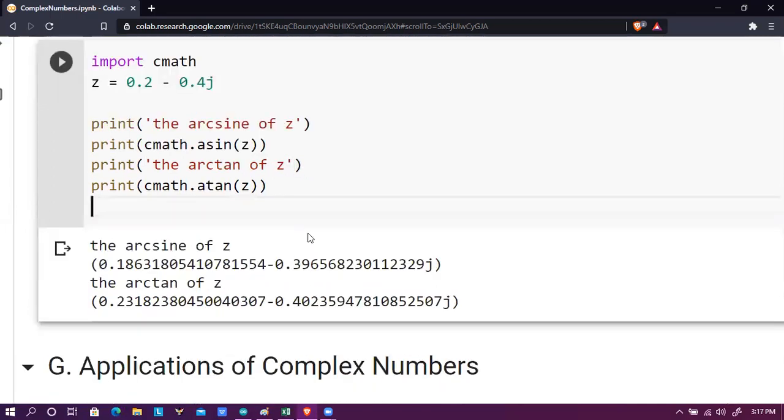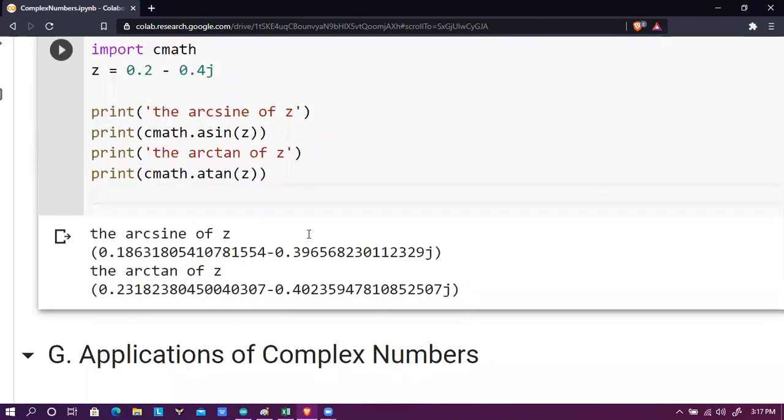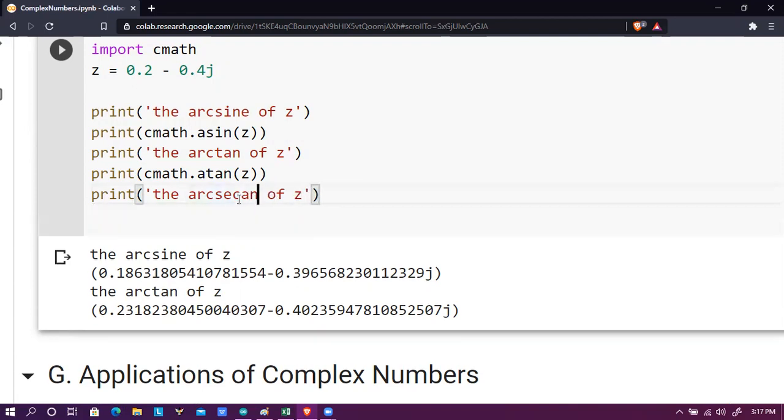Now let's have another one. Let's print the arc secant of z. So what is the arc secant of z? Let's correct this, and then we are going to print the arc secant of z.